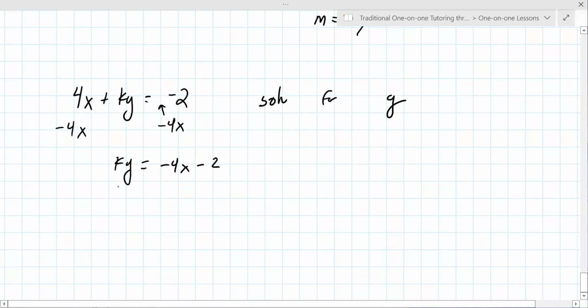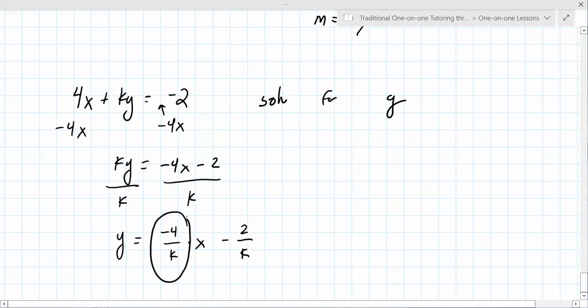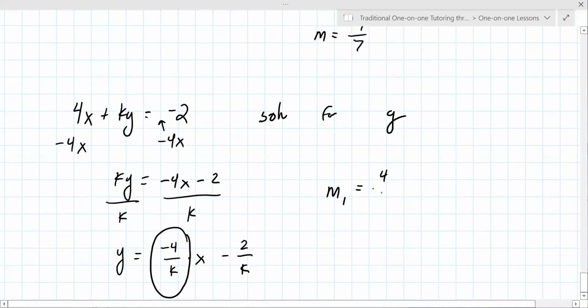And then this is probably even more awkward. You're dividing by k. K is a number. We don't know what k is, but we're dividing by k. Y is now minus 4 over k times x minus 2 over k. So the slope here is this thing right here. It's minus 4 over k. So the slope from the first line was 4/7. Yeah, 4/7. The slope of the second line is minus 4 over k.